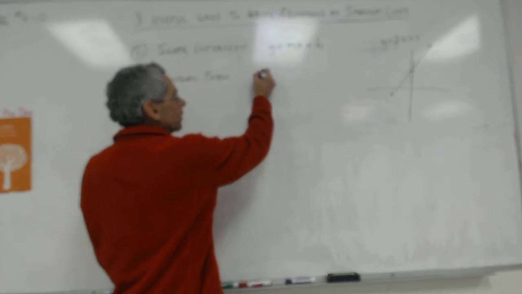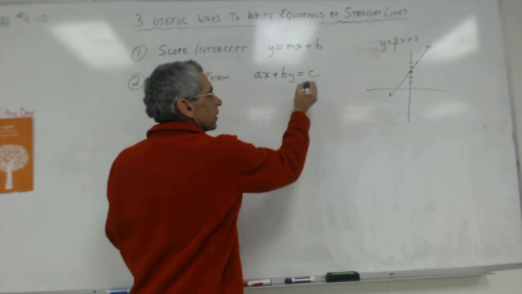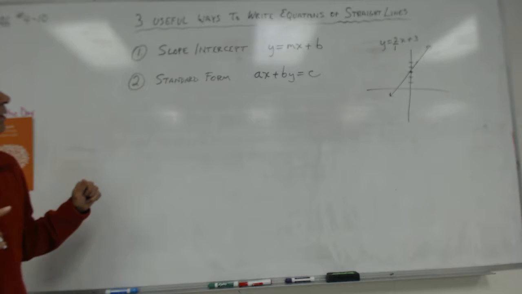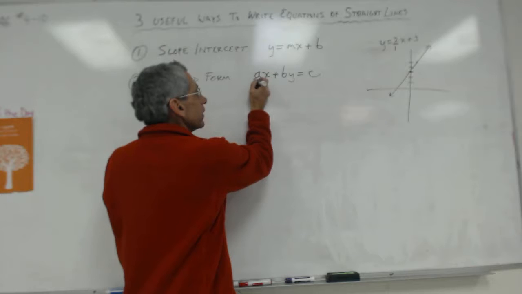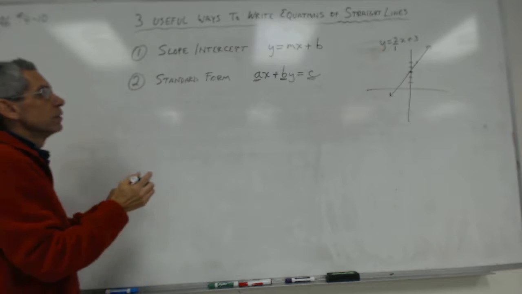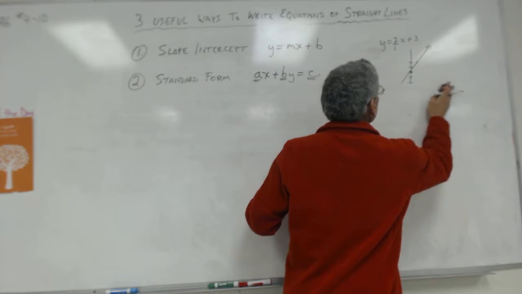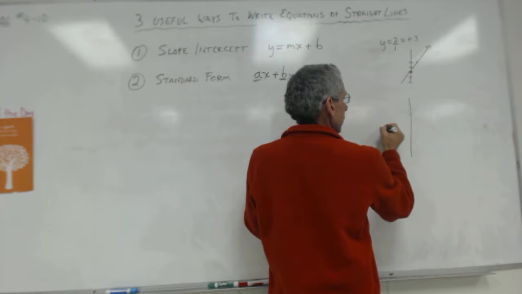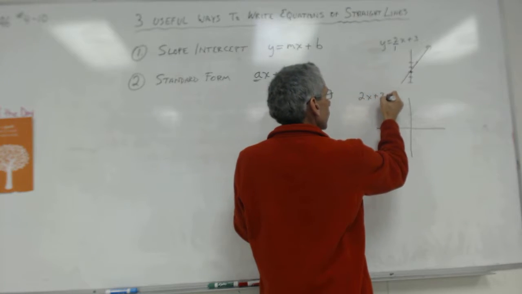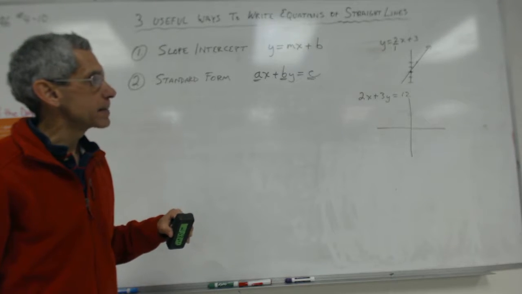All right, here's the official formula: Ax plus By equals C. Write that down. The A is a number, the B is a number, and the C is a number. The x and the y stay x and y. An example of that might be, let's do another graph here, 2x plus 3y equals 12. So we're going to graph that.